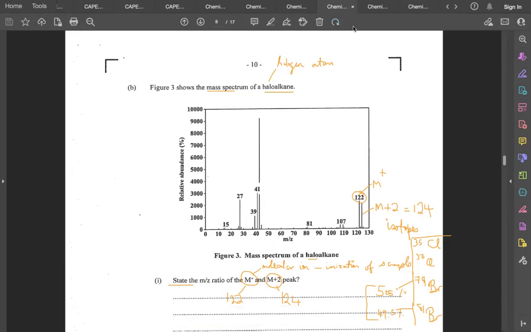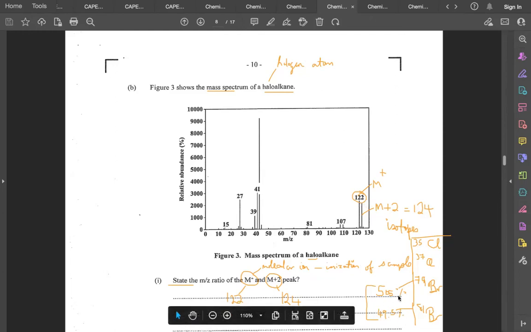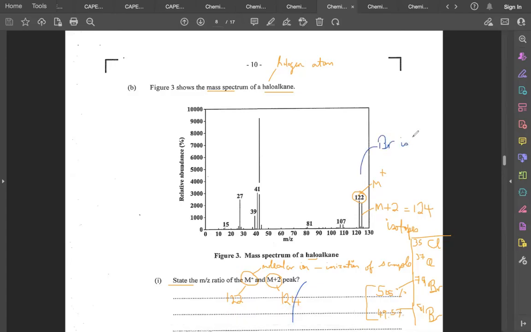So we can make that deduction right away by looking at our spectrum. Based on these two peaks and their relative abundances, we can say that bromine is the halogen that's present, right? So Br is present. We were able to deduce that based on relative abundance, just looking at the M plus peak and the M plus 2 peak.